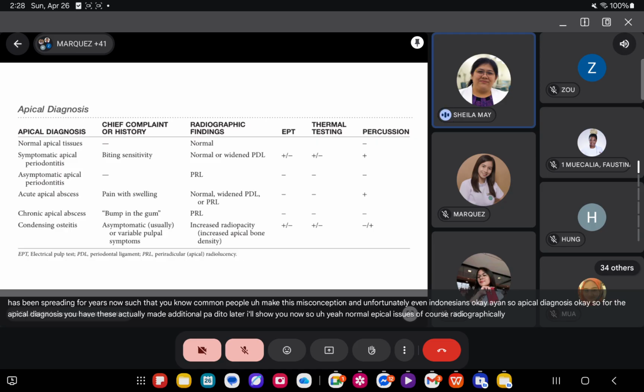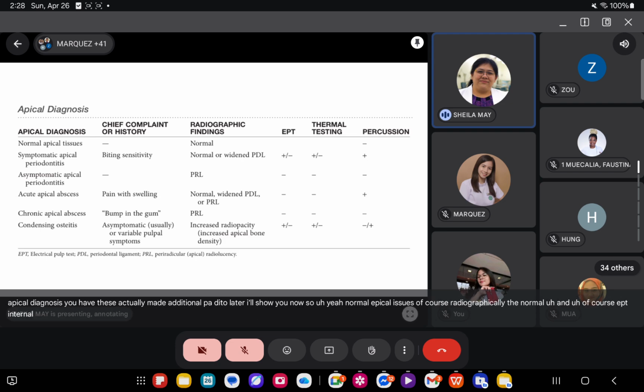Of course, radiographically, they're normal. And of course, EPT and thermal tests are not tests for vitality, but for apical condition rather, or apical diagnosis. It's just that this is telling you that it's possible to have vital and non-vital pulp tissue with this apical diagnosis. Okay, that's why EPT and thermal tests are shown here.